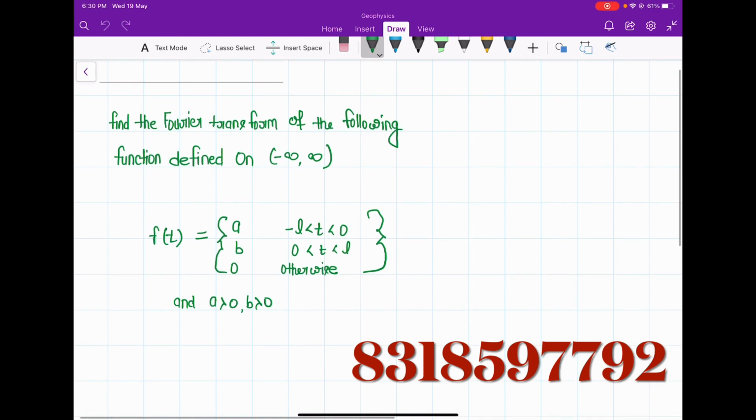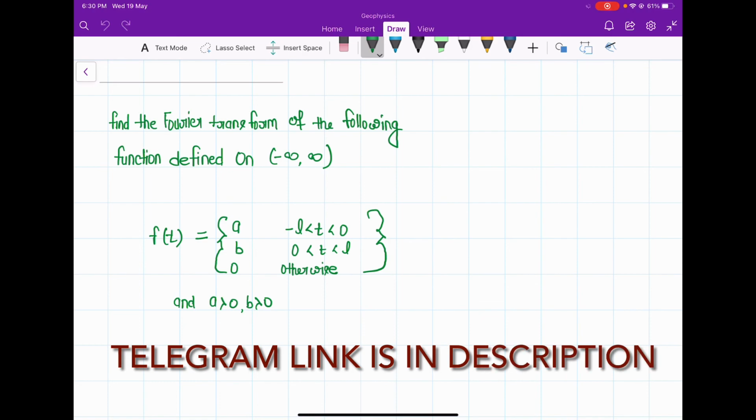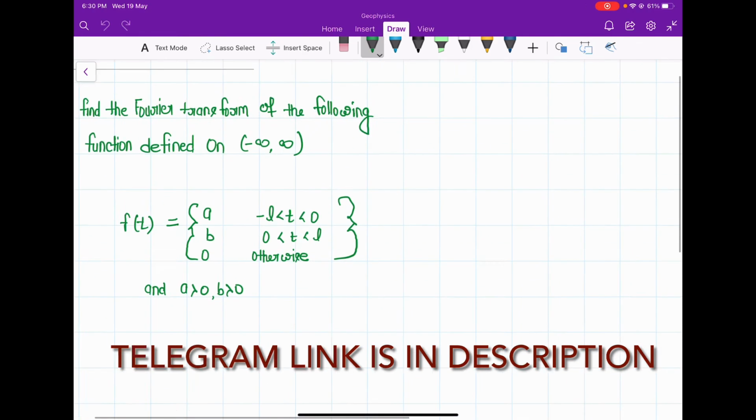So this is the problem: find the Fourier transform of the following function defined on minus infinity to infinity. f(t) is equal to a for t from minus L to 0, f(t) is b for t from 0 to L, otherwise f(t) is 0. So you have to find the Fourier transform of this f(t).